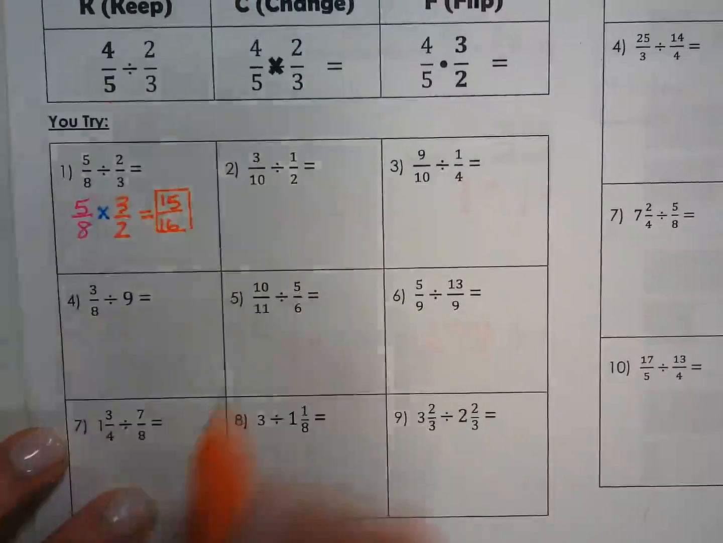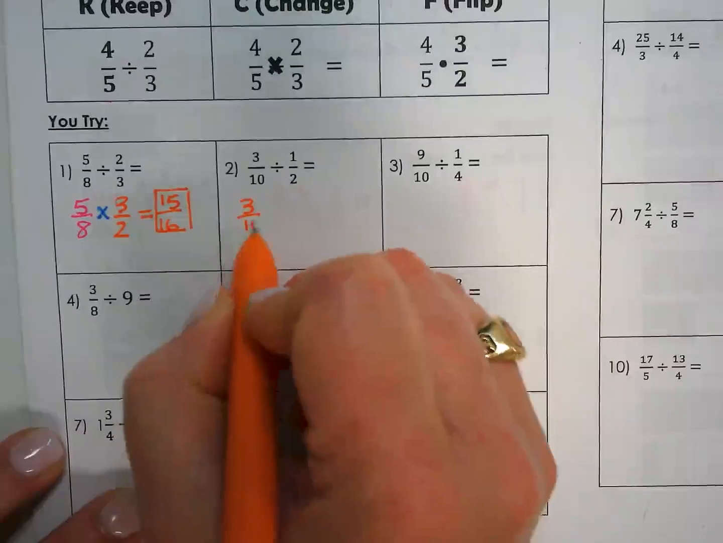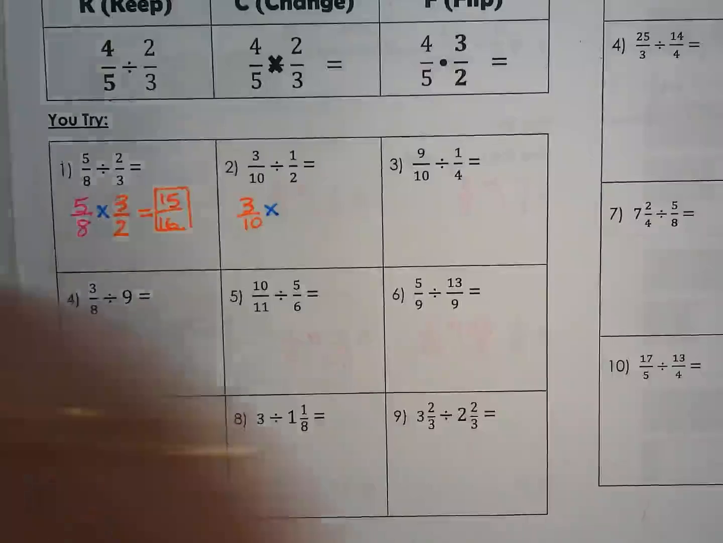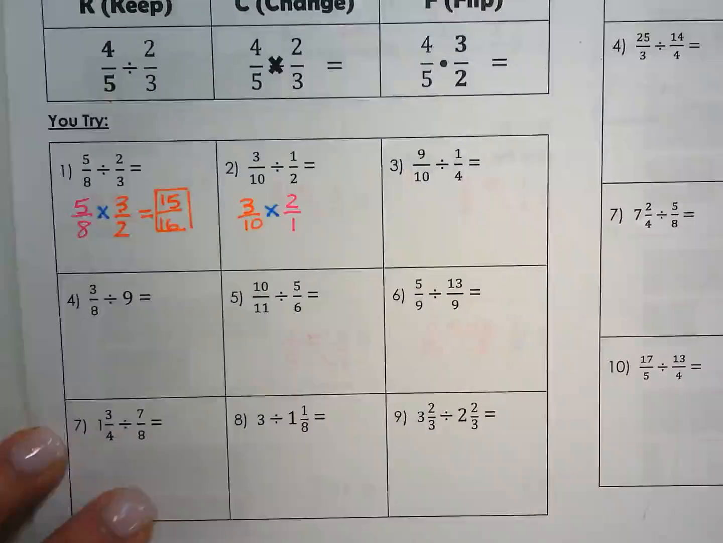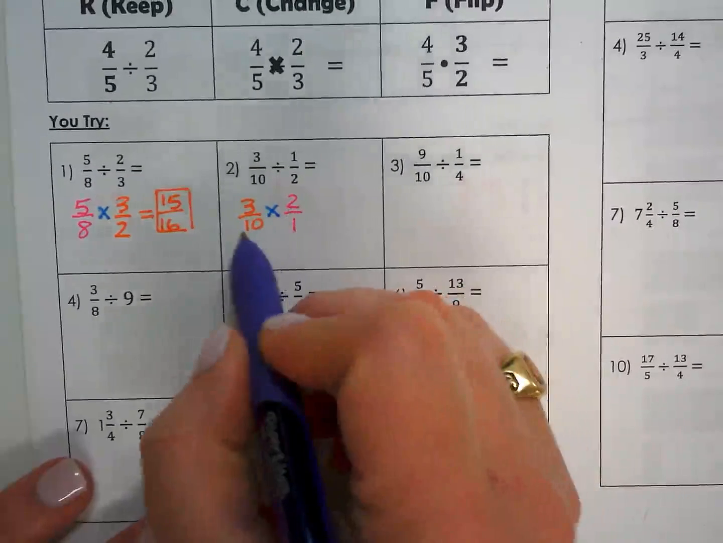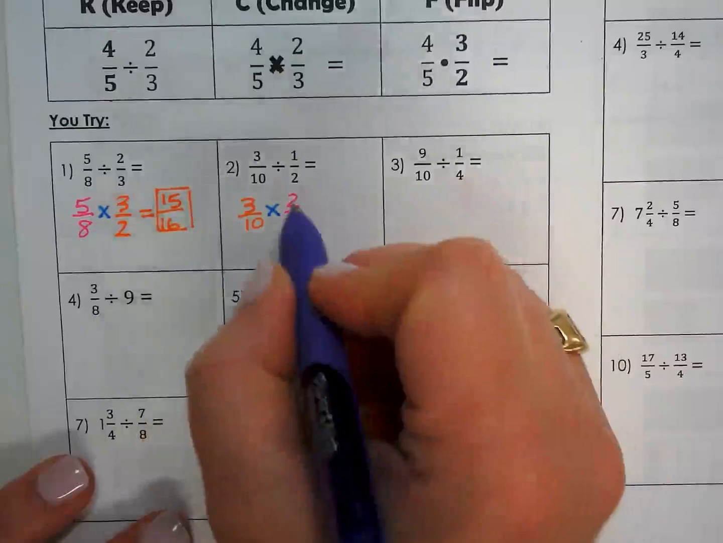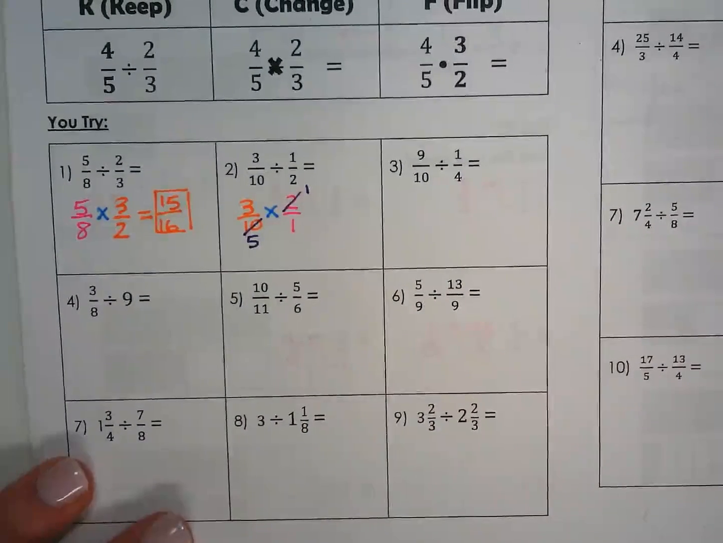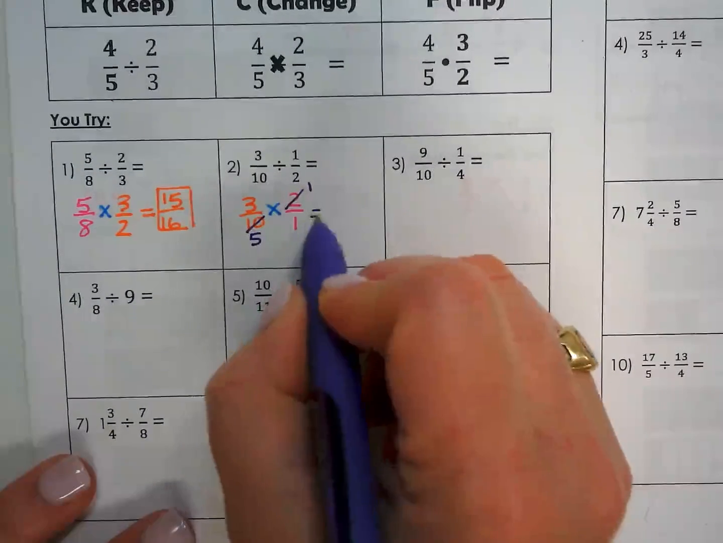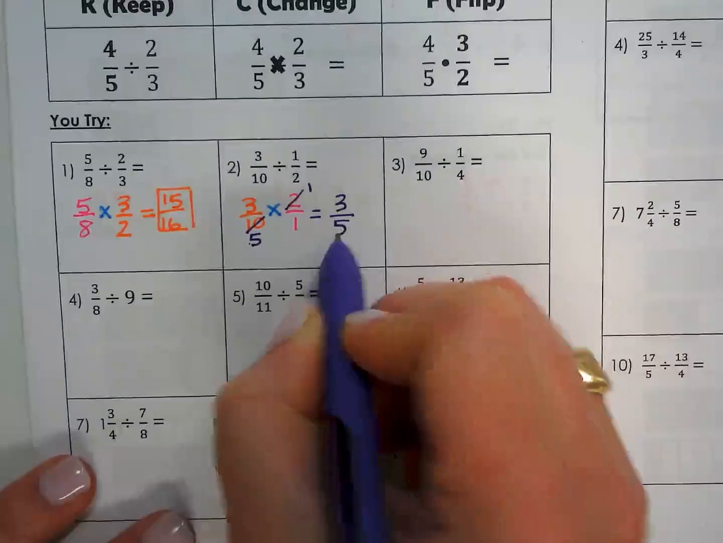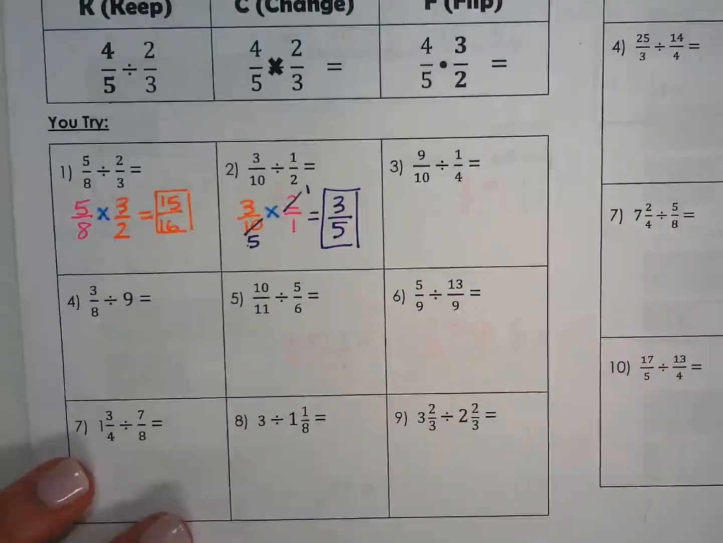Okay. Second problem, we keep the first fraction, we change to multiplication, and we flip the second fraction over, making it its reciprocal. And then we look, do we have any common factors between any factor in the top and any factor in the bottom? And we do. 2 and 10 share a factor of 2. Divide by 2, divide by 2. Now I have no other common factors top to bottom, so I simply multiply. 3 times 1 is 3. 5 times 1 is 5. And that's our answer.